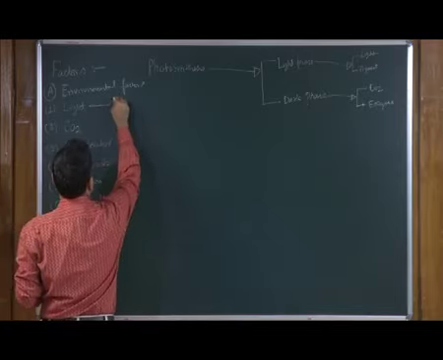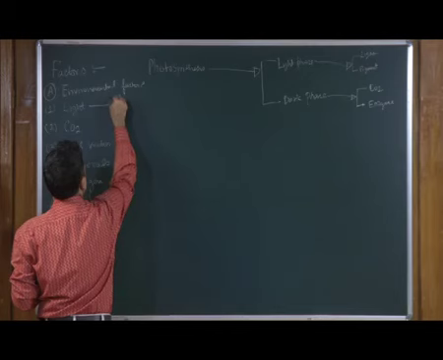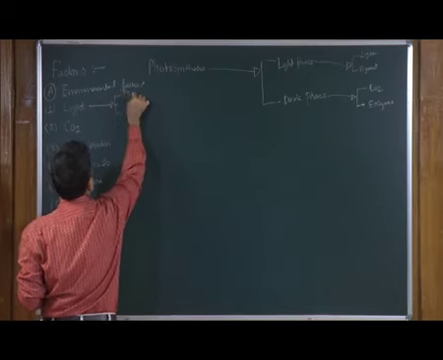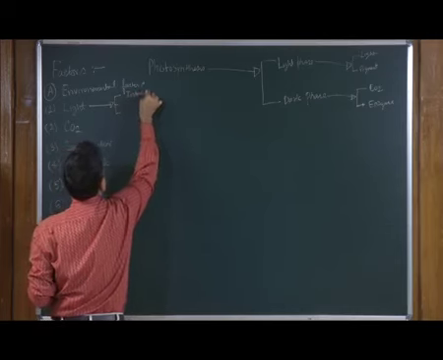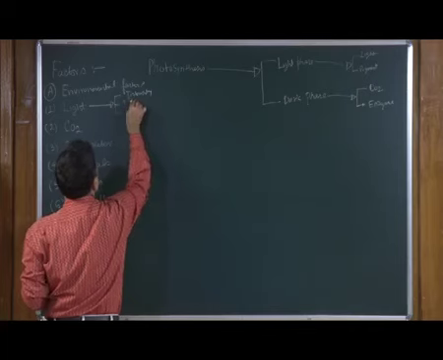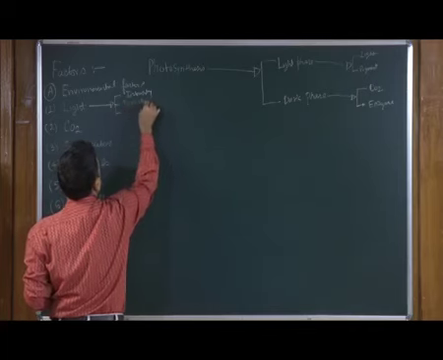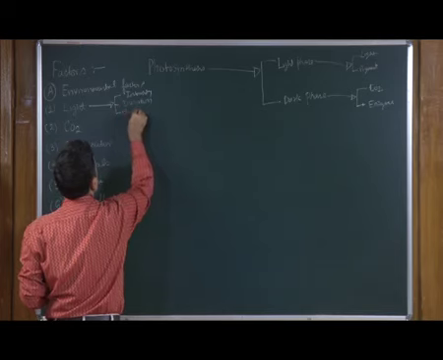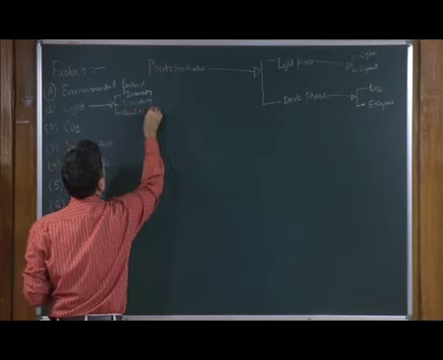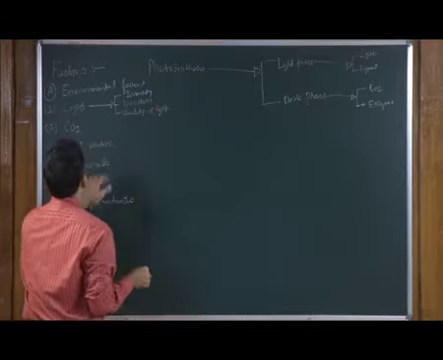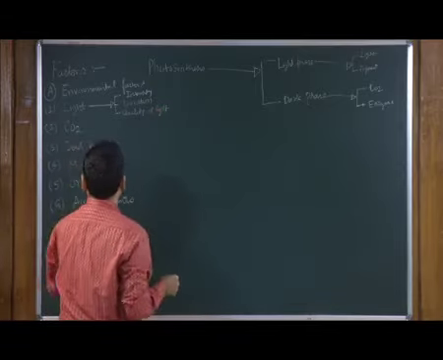Within the light there are three different parameters. One is the intensity of light, the second one is the duration of light, and the third one is the quality of light. Okay. Similarly, in the CO2 and other kinds of parameters.